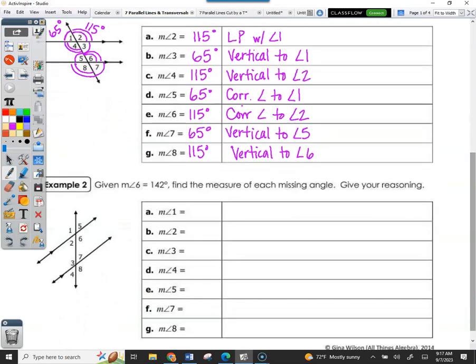Now let's come down here to example 2. I want you to find all the missing angle measures, trying to use the new vocab words. Try to use the new ones. Now some of them repeat, but listen to me carefully. You should have vertical, linear pair, alternate interior, alternate exterior, and corresponding somewhere in your reasons. So the goal is to use your new vocab words. Find all those missing values.